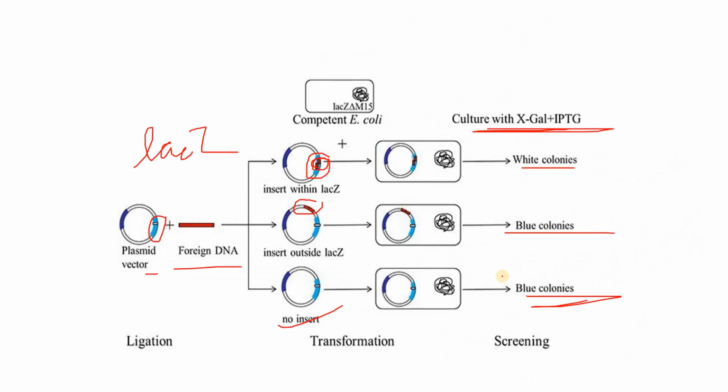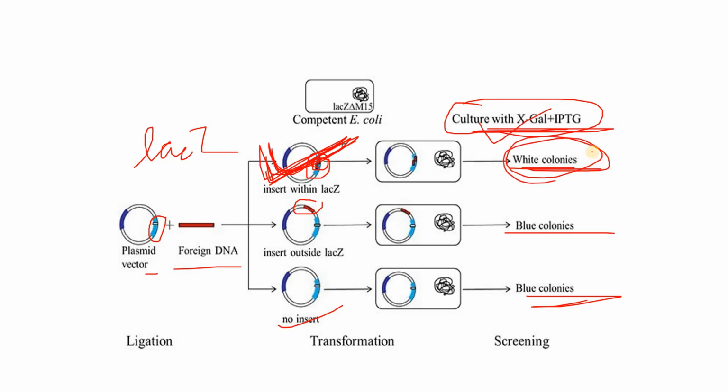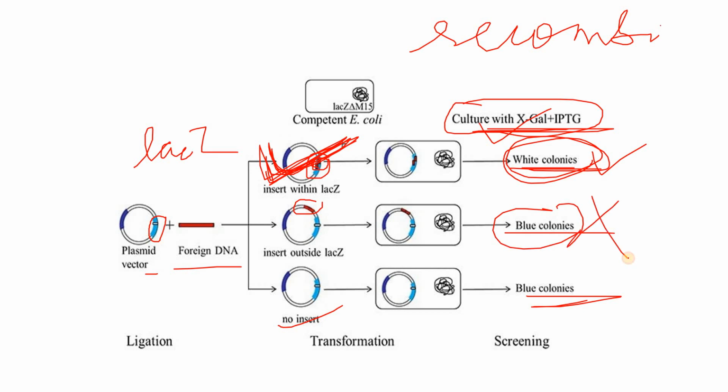I am repeating that there will be three cases here. We need confirmation that our gene of interest is present. When you grow them on culture with X-gal and IPTG, they will give you white colonies. The white colonies are the recombinant ones, but the blue colonies are not. That's why this screening is termed blue-white screening.